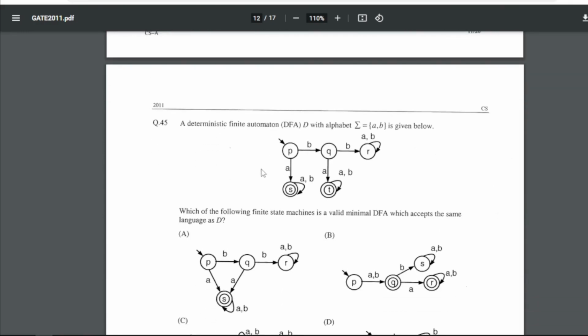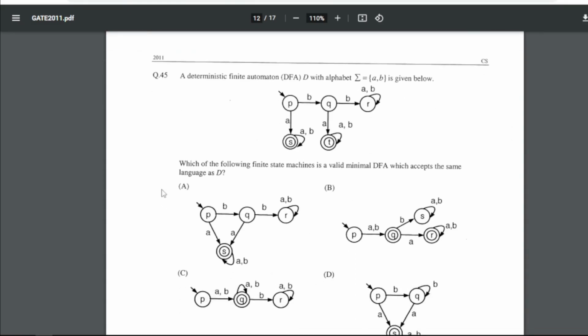45 is a deterministic finite automata DFA D with alphabet sigma equals to {a, b} is given below. So this is the given. Now, which of the following finite state machine is the valid minimal DFA which accepts the same language as D? So in that case, for 45, our answer will be A, that is this one.